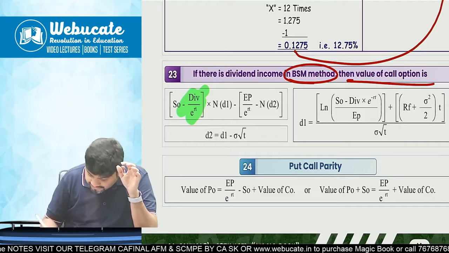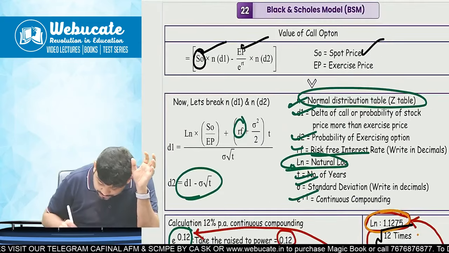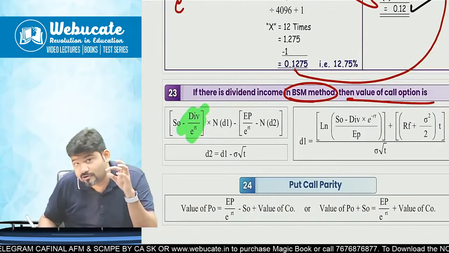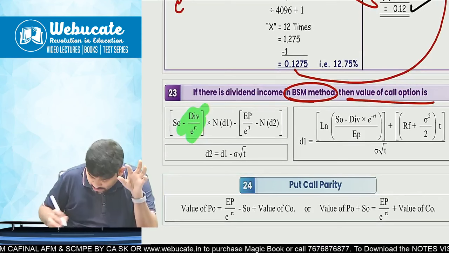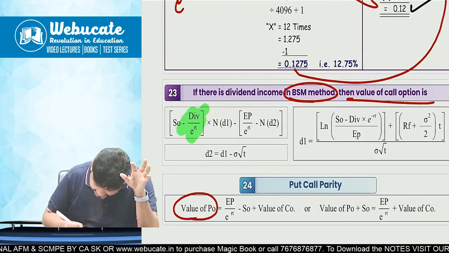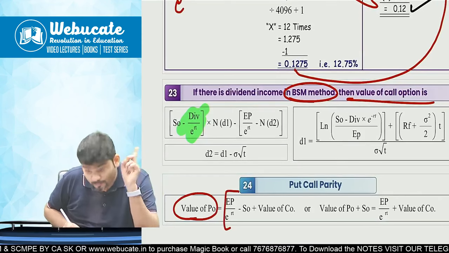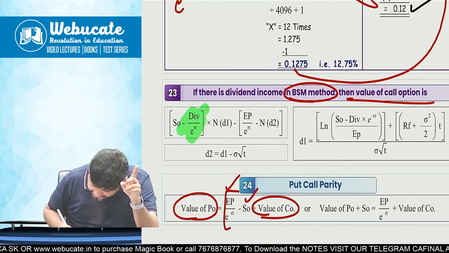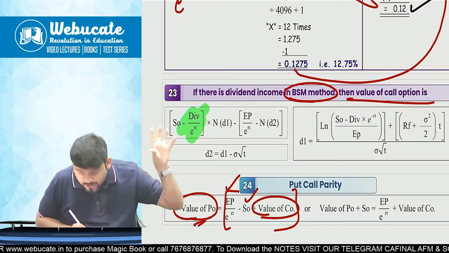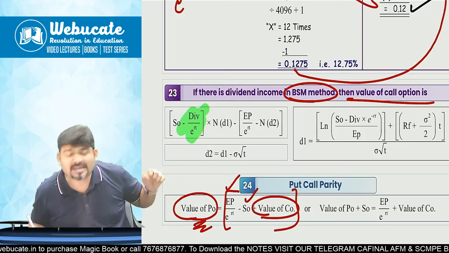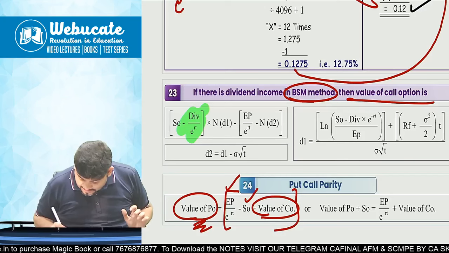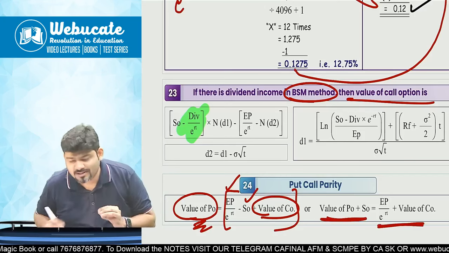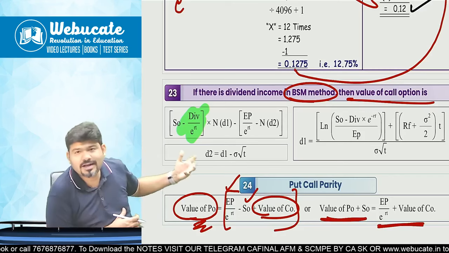So, if you have now calculated the value of the call option using the Black and Scholes model, and now you also want to calculate the value of the put option, you can do that. How? The value of the put option will be exercise price upon e raised to rt minus S0, plus the value of the call option. We can calculate the call value from above, so we will be able to calculate the value of the put option. This is called put call parity, which says the value of put plus spot is equal to the present value of the exercise price plus the value of the call option. Just arrange it mathematically and you will get the put call parity.